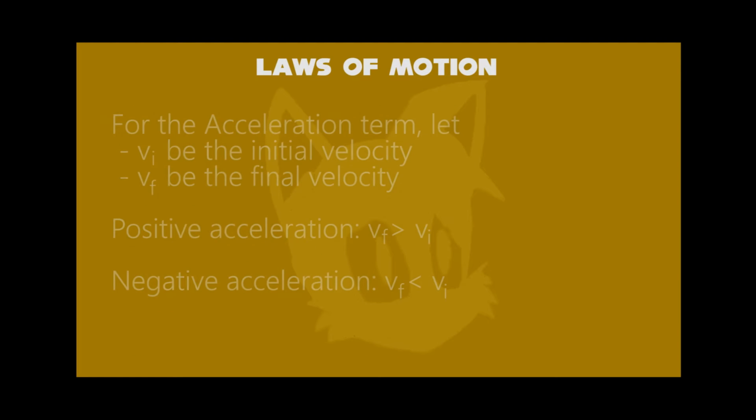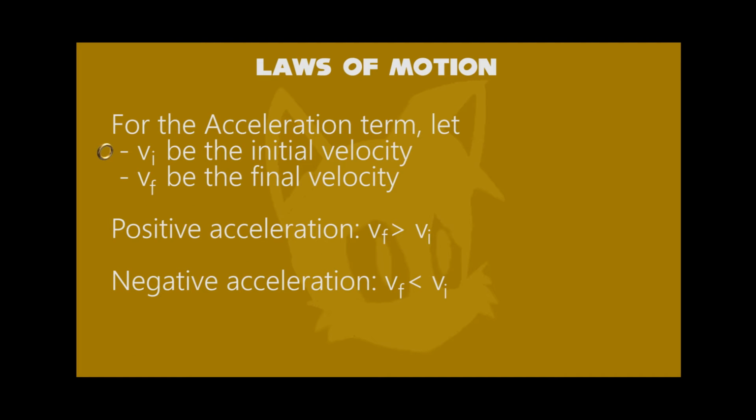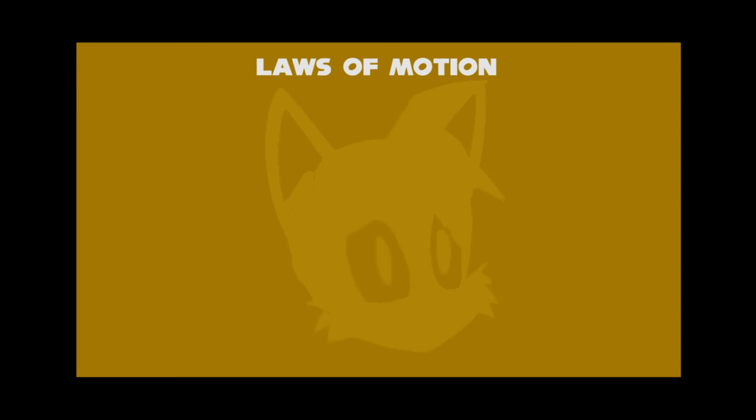One thing about acceleration, let us denote vi, the initial velocity, and vf, the final velocity. For a positive acceleration, the final velocity must be greater than initial velocity. Or, if you have reversed the sign, it becomes negative acceleration, or retardation, where the final velocity is less than initial velocity. Don't forget to divide by time t.